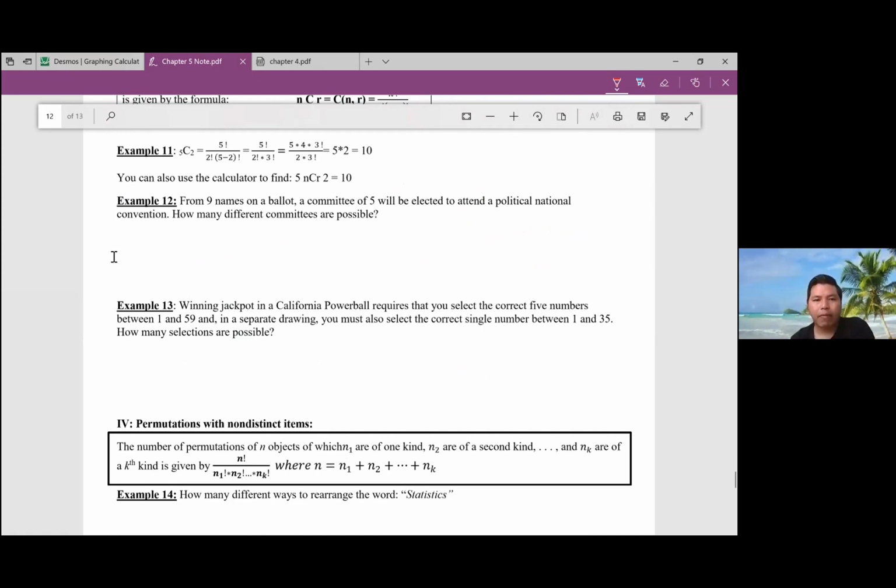Example 5. From 9 names on the ballot, a committee of 5 will be elected to attend a political national convention. How many different committees are possible? So question, permutation or combination? Combination, because there's no order, yes? There you go. So we just need to select 5 without any order. So combination.